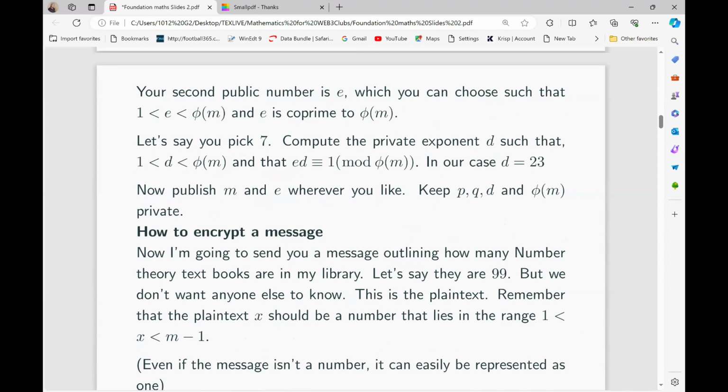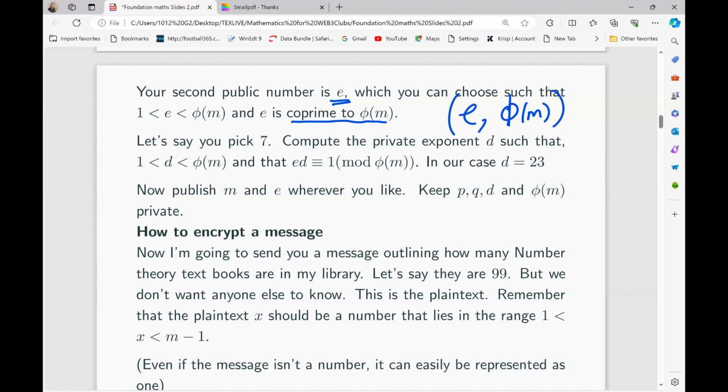That number, so you choose, this number I've called E, but what is it? It's a number which is relatively prime to phi of M. That is why you are calculating phi of M. You must know what phi of M is, and then find E.